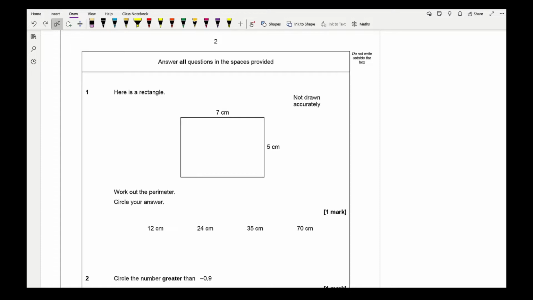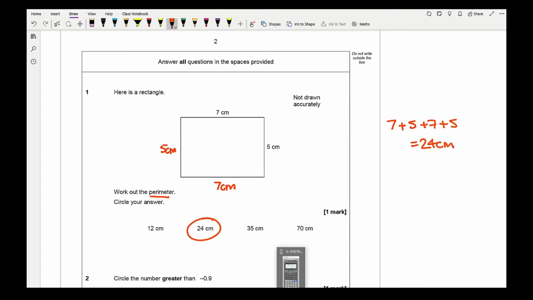So with the first question, it says here is a rectangle and we've got the dimensions of 7 by 5 centimeters, and the question is asking us to work out the perimeter. Now to work out the perimeter, we need to add up all the sides together. So we can see we've got two missing sides. That's going to be 7, that's going to be 5. So all I need to do here is just add 7 plus 5 plus 7 plus 5, which gives me 24 centimeters. So therefore I just need to circle 24 centimeters.